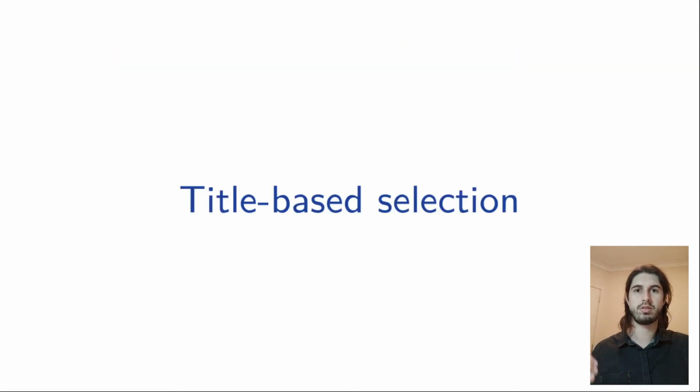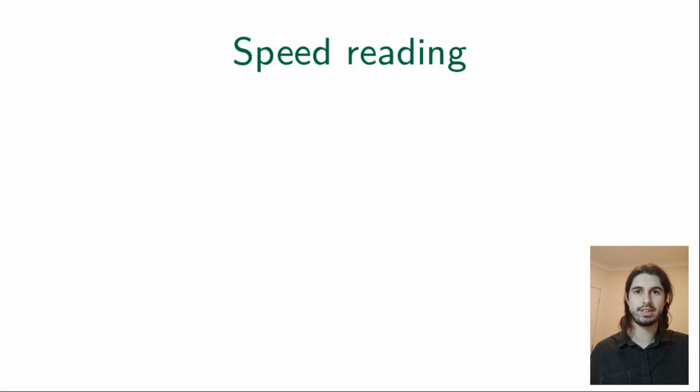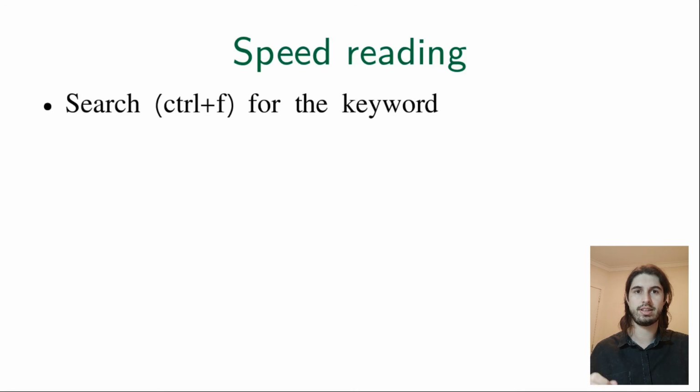In any literature review, there is a phase for title-based selection. However, titles in GL are often not accurate, and they can also be misleading. So we recommend a speed reading, searching for the keyword to quickly understand if the document meets the selection criteria.